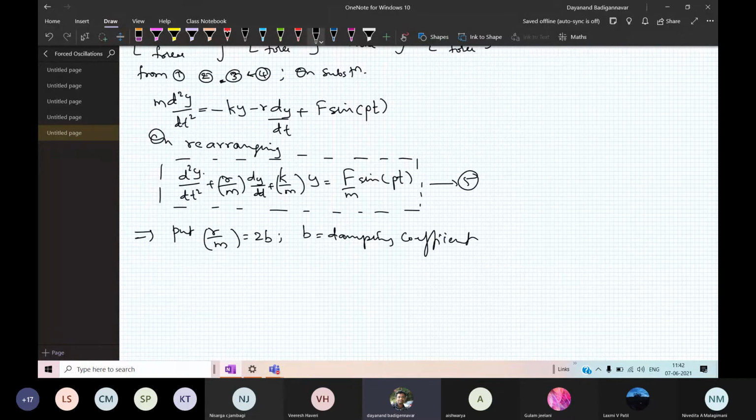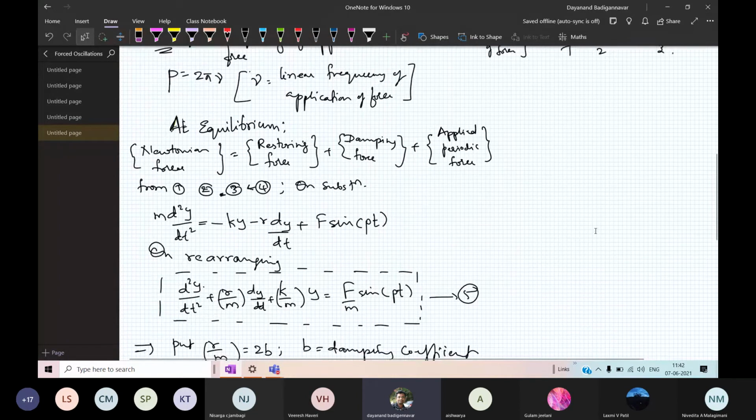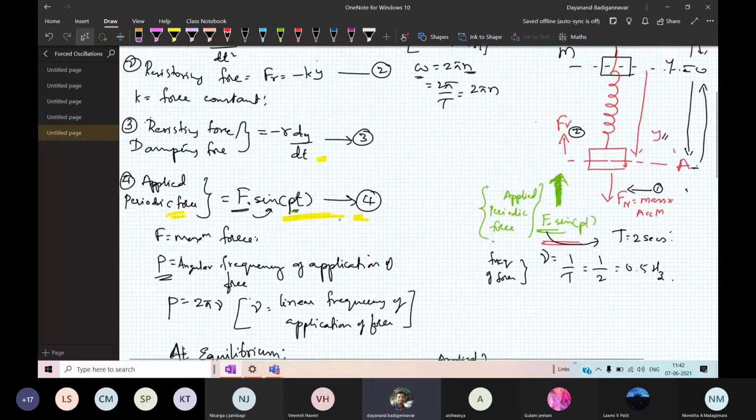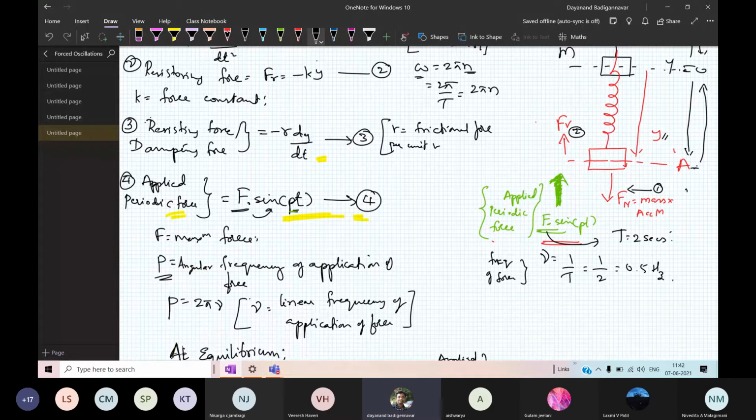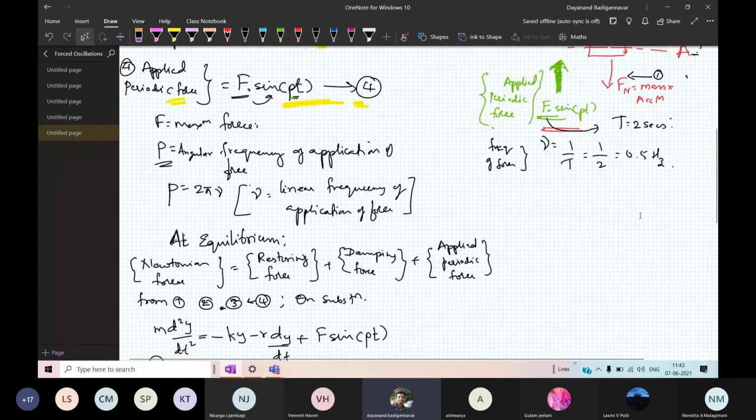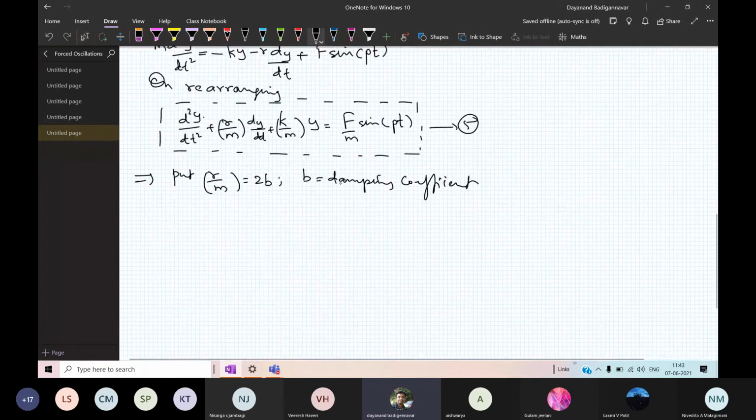Okay, R I have already told you in the last class, therefore I have not used R here. If you want, I will write it here. What is R? R is nothing but the frictional force, the resisting force per unit velocity. It is called frictional force per unit velocity. So I can write R by M is equal to 2B, where B is the damping coefficient.